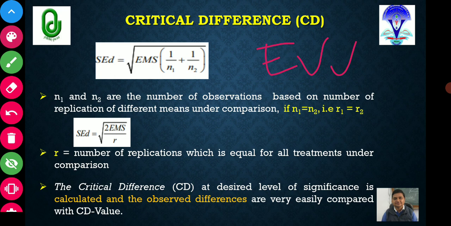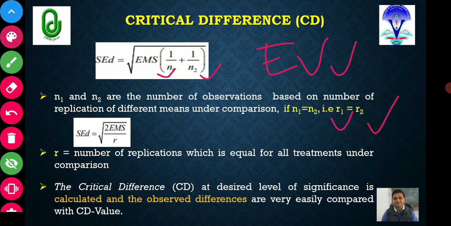And what is N1 and N2? So what is the formula? Standard error of difference is equal to the square root of EMS, error mean square or error variance, into 1 by N1 plus 1 by N2. So what is N1 and N2? N1 and N2 are actually replications, that is, they are R1 and R2.